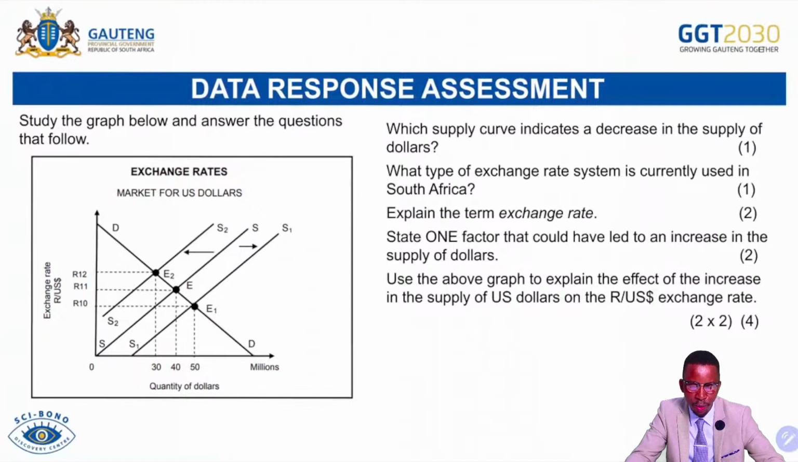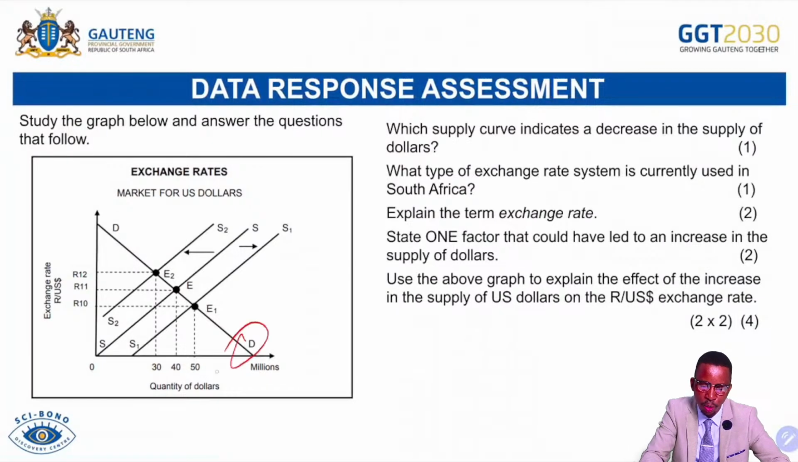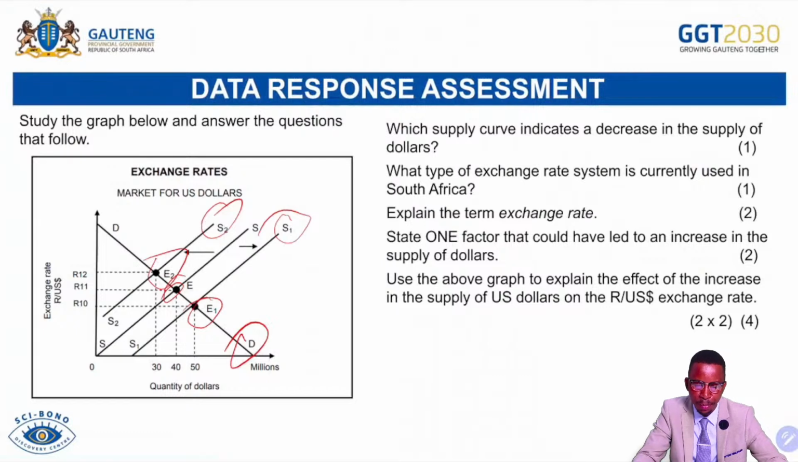And then we continue with another data response. Study the graph below and answer questions that follow. This is the original demand. We can see supply is changing in two ways. It is increasing, and it is also decreasing. You can see your original equilibrium at E, that is E1, the increase in supply which causes appreciation, and the decrease in supply which causes depreciation.